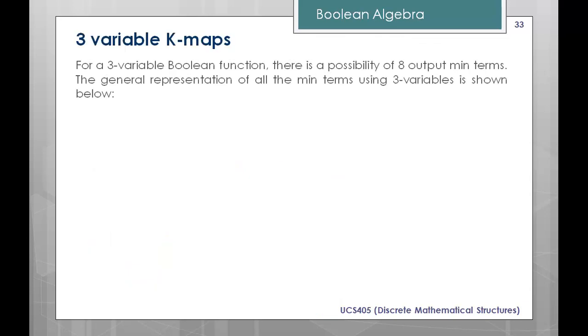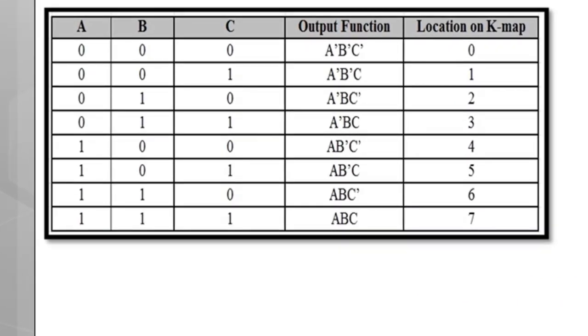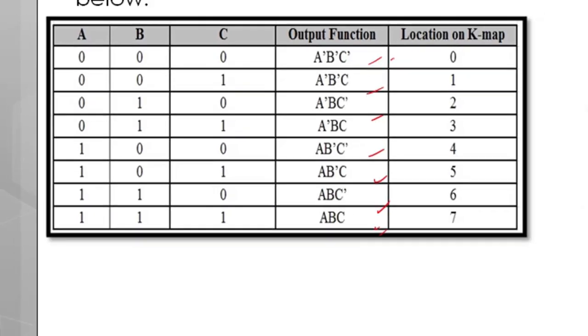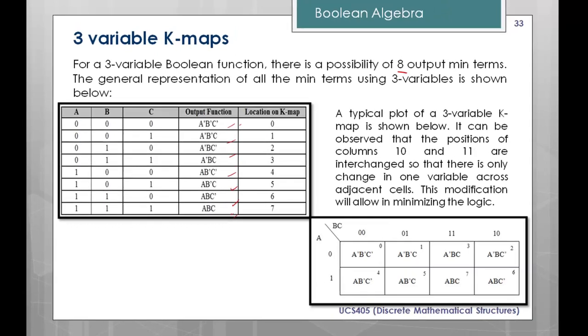Next, three variable K maps. For a three variable Boolean function, there is a possibility of 8 output minterms. The general representation is this one, you can see it here. So these are the output functions. Now see how we are going to represent it in the K map.